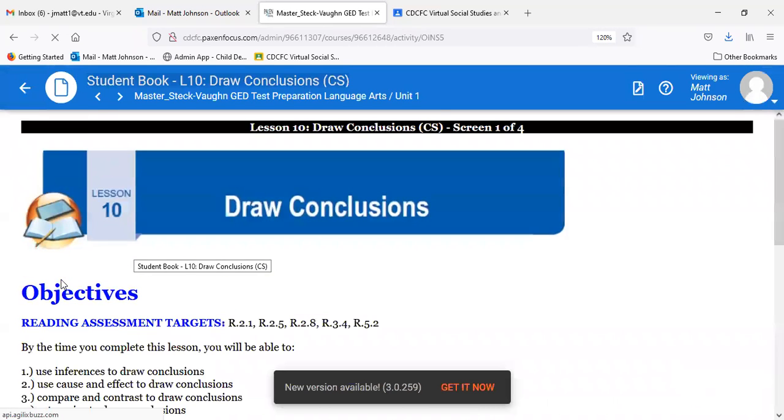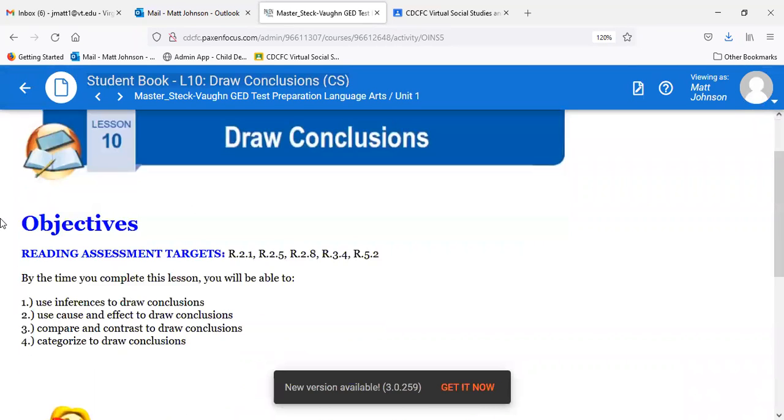Okay, well, mine's, oh, there it is. Sometimes it pops up weird. And a lot of continuing to build on what we've learned. Drawing conclusions is a lot like finding the main idea in a passage that we've dealt with. And what we're going to use, as it shows here, to complete the lesson, we're using inferences to draw conclusions, cause and effect to draw conclusions, compare and contrast to draw conclusions, and categorize to draw conclusions.